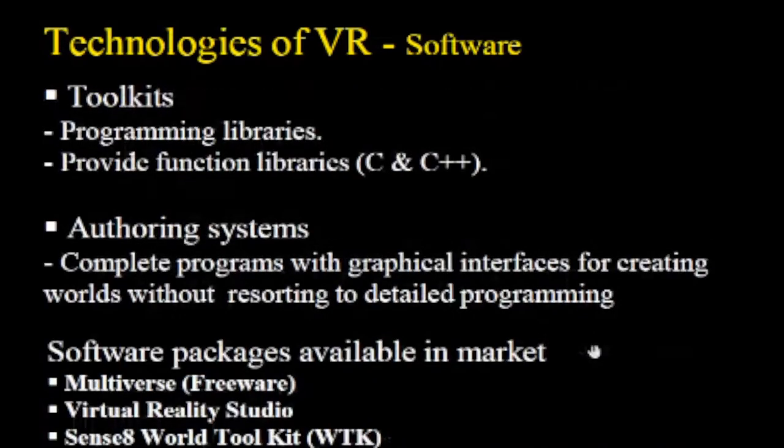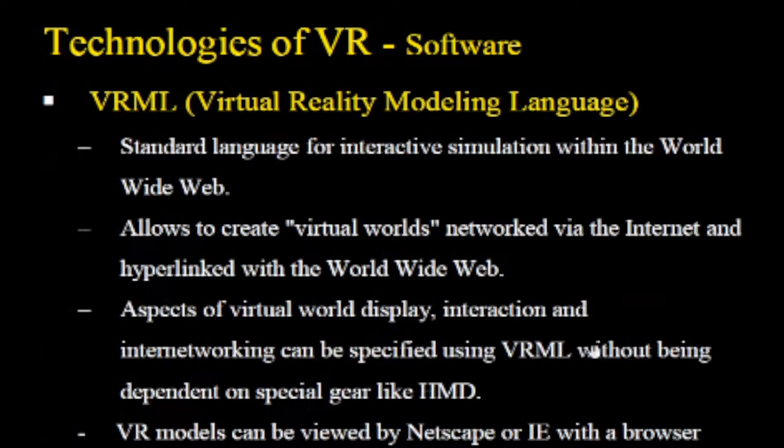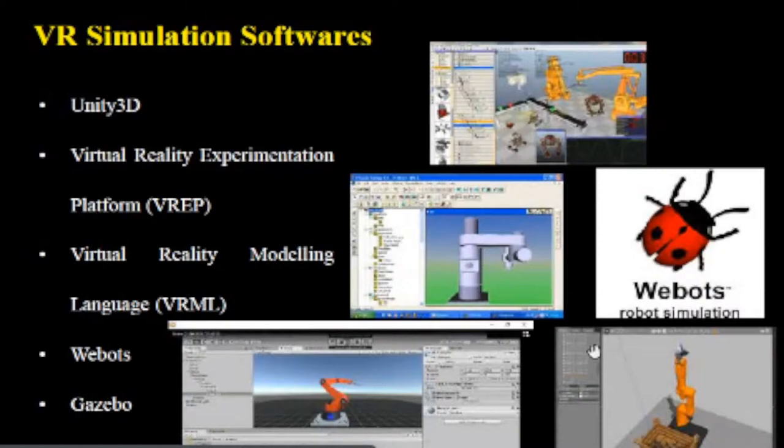There are certain software and hardware setups. You can write your code in C++ programming, and there are standard VRML, Virtual Reality Modeling Language, software packages. These are different types of simulation software. Some are commercially available, and some are available free of cost, like open source software systems. You can go through software like Unity 3D, Virtual Reality Experimentation Platform, VRML, WayBots, and Gazebo.